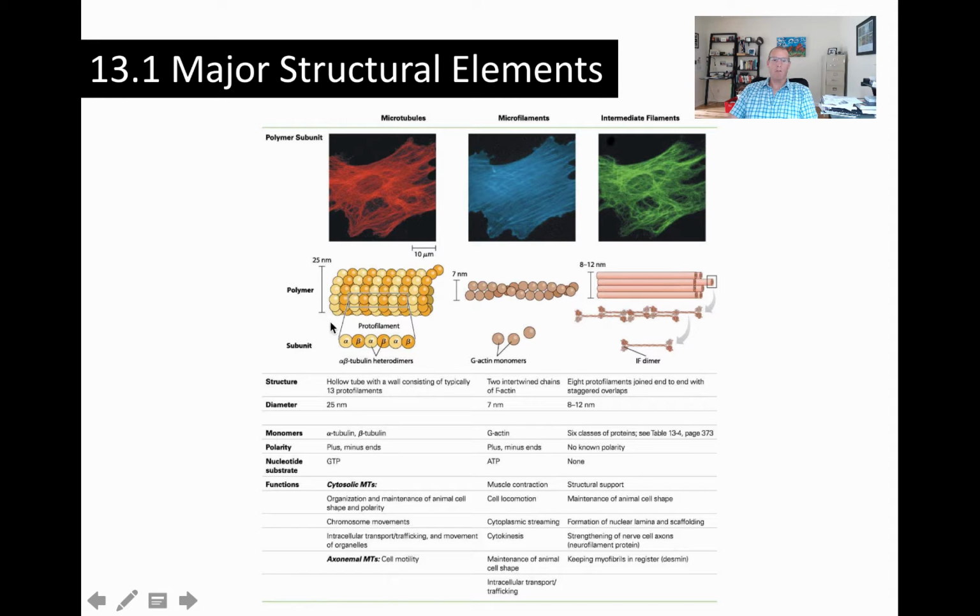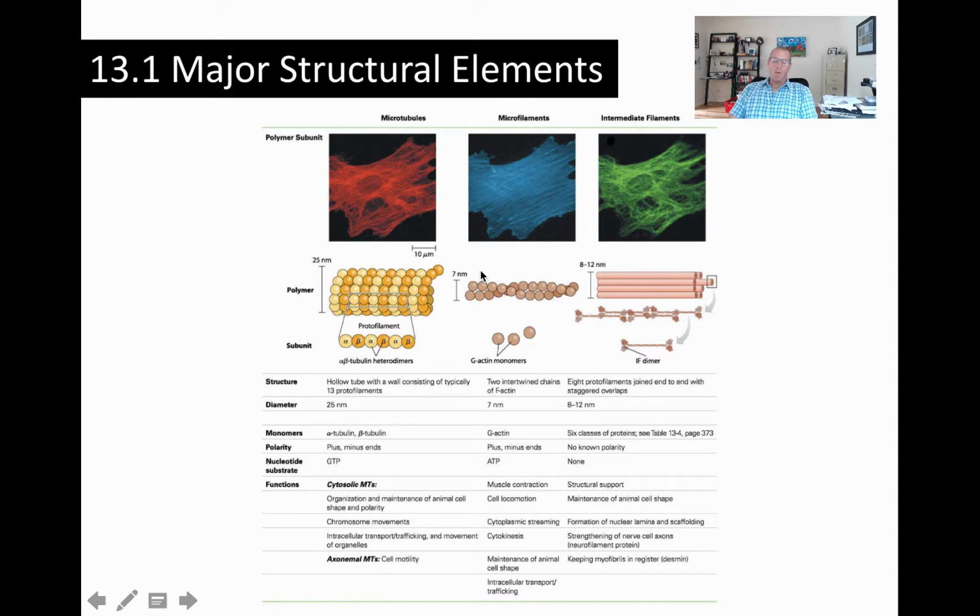So here is a microtubule. That's an assembly of protofilaments, which are assembled from alpha and beta tubulin heterodimers. So an alpha and a beta tubulin molecule associate to form a heterodimer, and then the heterodimers associate into chains to form protofilaments, and those protofilaments form these hollow tubule structures.